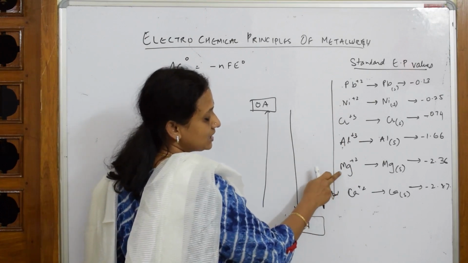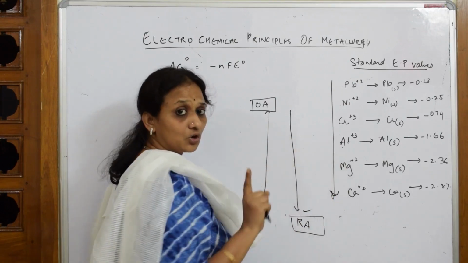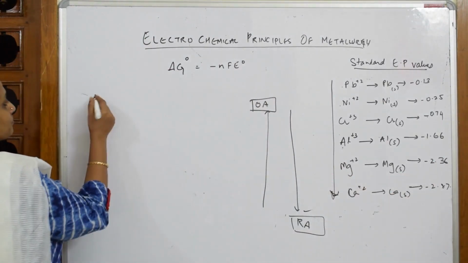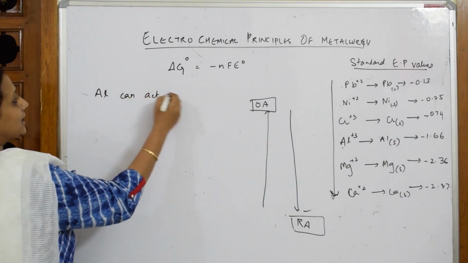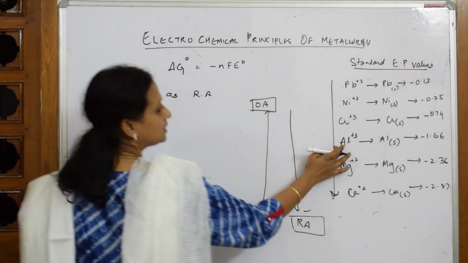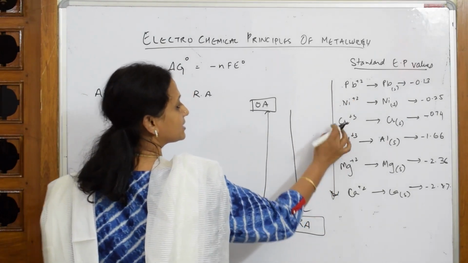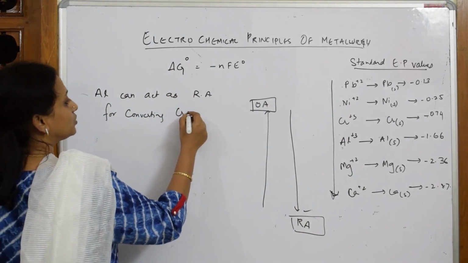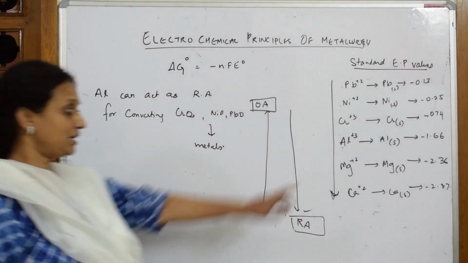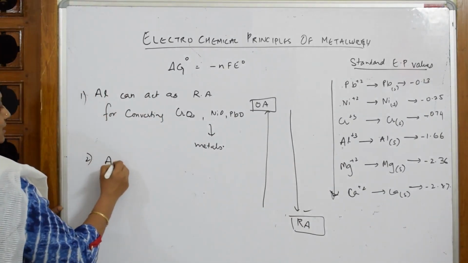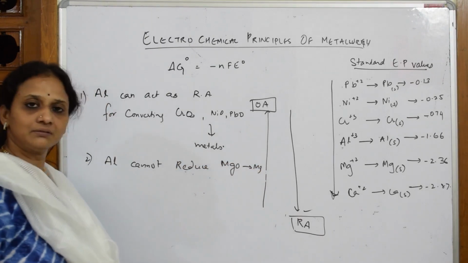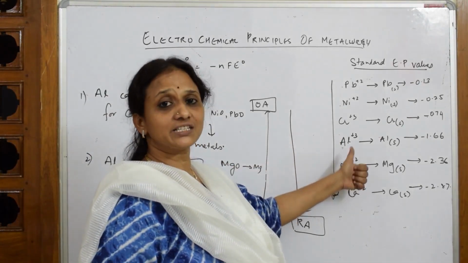Now let us come down and see. For magnesium, if I have to reduce magnesium, can I use aluminium? Wrong, isn't it? Magnesium is a stronger reducing agent than aluminium. I'm saying this based on electrode potential values. Aluminium can act as a reducing agent for converting CrO3, NiO, PbO to the respective metals. But at that temperature, Al cannot reduce magnesium oxide to magnesium, because magnesium is lying below and is the better reducing agent.